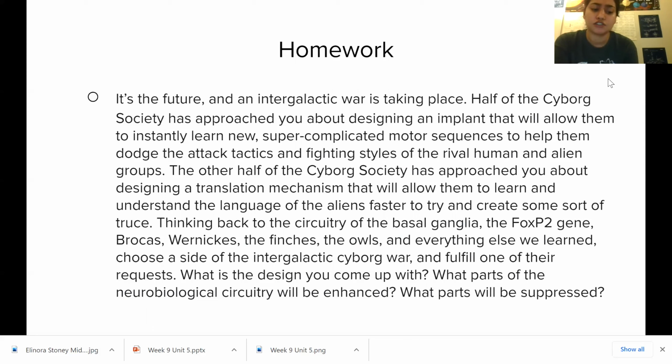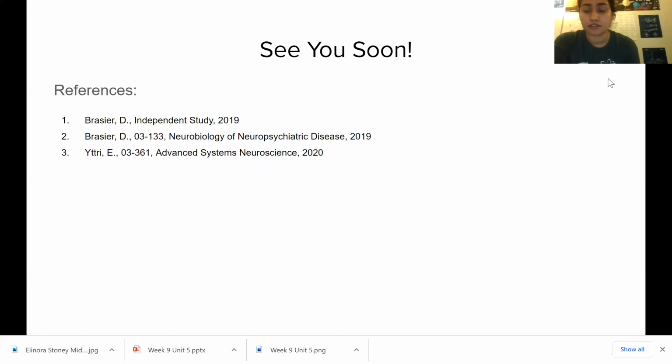Thinking back to the circuitry of the basal ganglia, the FOXP2 gene, Broca's and Wernicke's areas, the finches, the owls, and everything we've learned, choose a side of the intergalactic cyborg war and fulfill one of their requests. What is the design you come up with? What parts of the neurobiological circuitry will be enhanced? What parts will be suppressed? And that's it. These are the references.